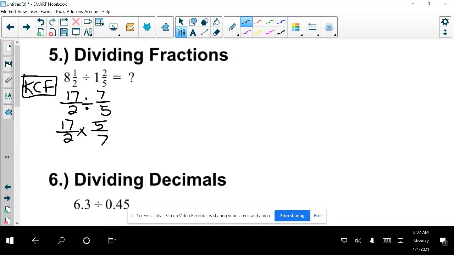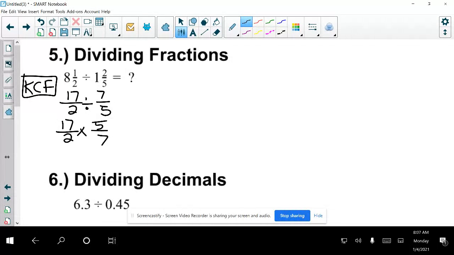the second fraction. Now, I'm sort of glad y'all didn't remember keep, change, flip right away, because some students like to do these two steps together. They like to change them to improper and keep, change, flip. And you know what happens sometimes when you do that? You forget to flip. You just change it to multiplication, and you get caught up in changing it to improper that you forget to change that second fraction after the division sign to its reciprocal.